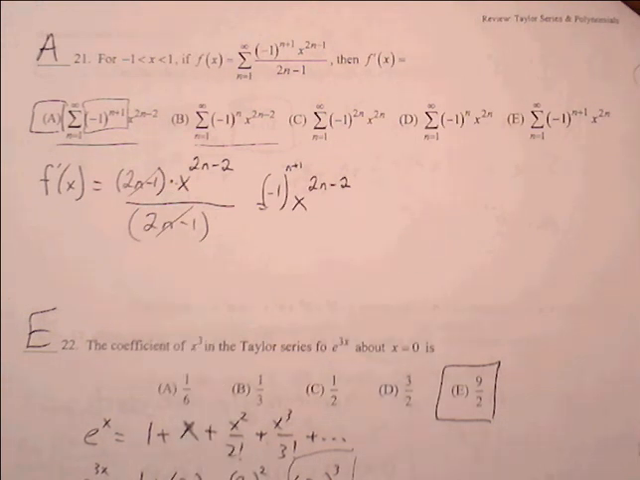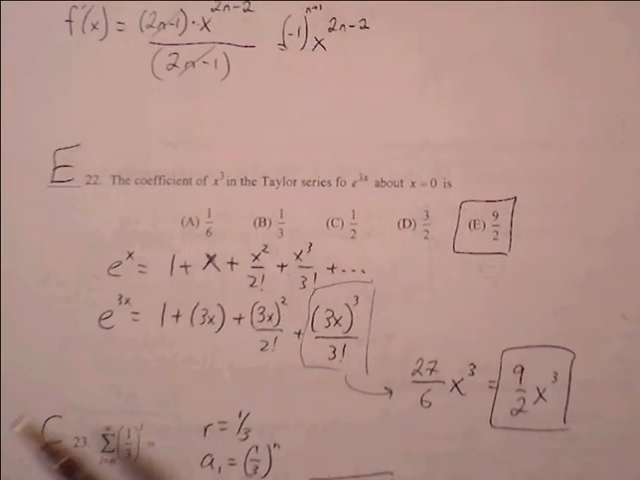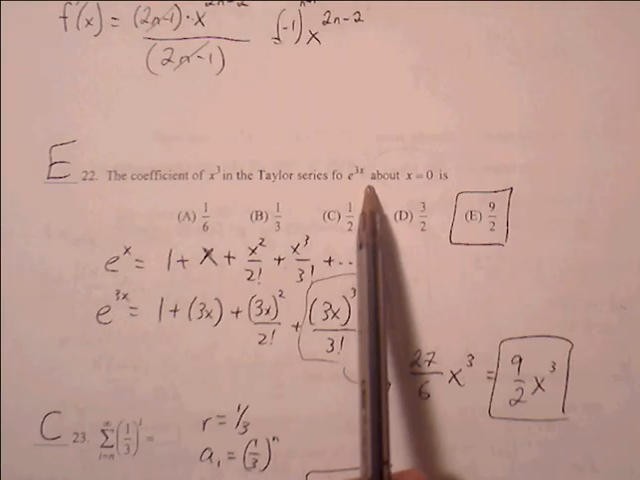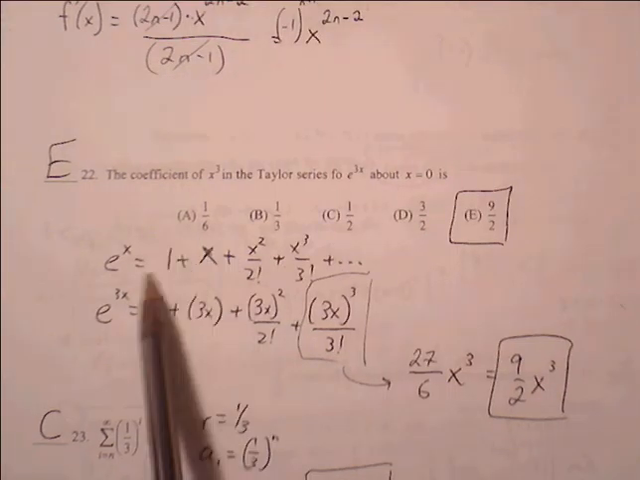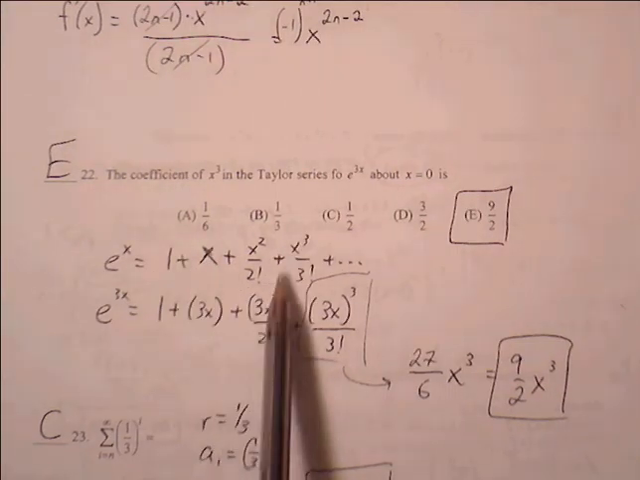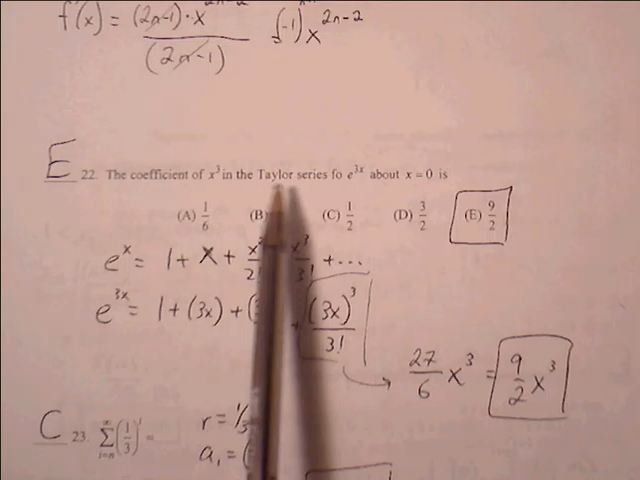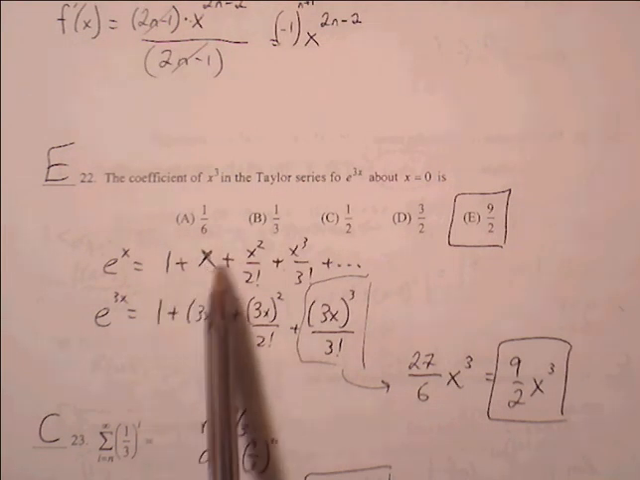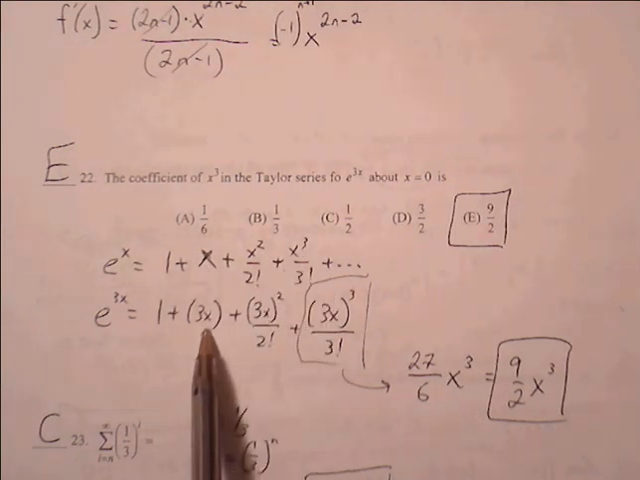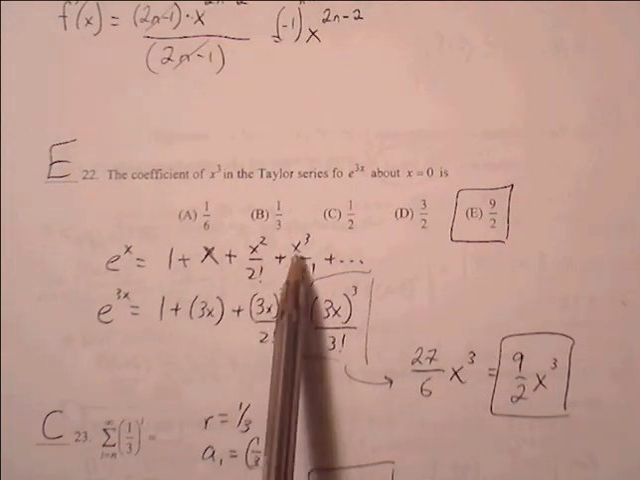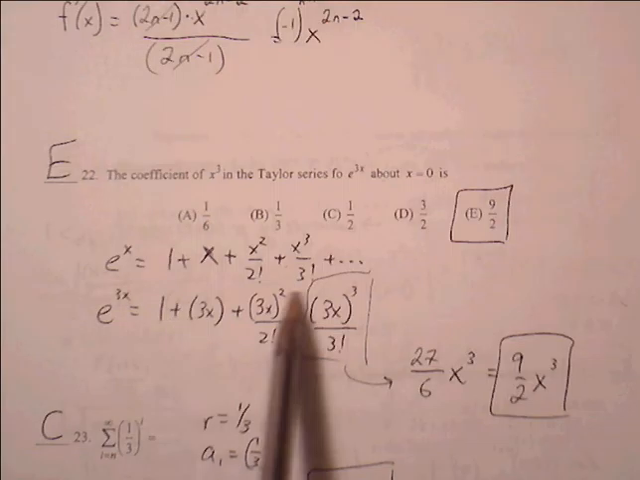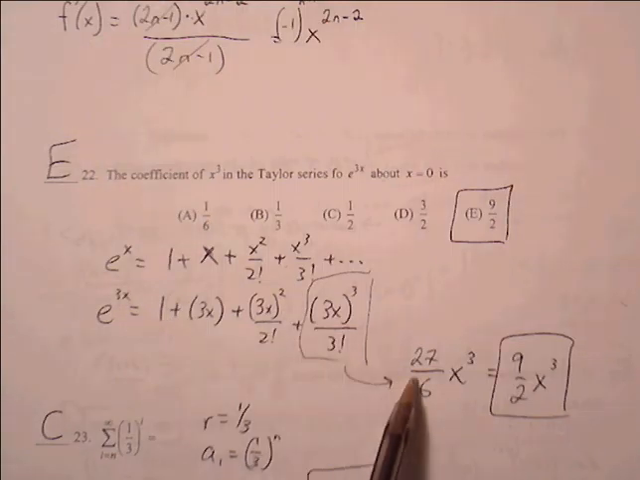Okay. Number 22, coefficient of x cubed in the Taylor series for e to the 3x. Now, we can build the e to the x from what we know, 1 plus x plus x squared over 2 factorial, x cubed over 3 factorial. For e to the 3x, we just have to replace each of the x's with 3x, so 3x gets replaced for x, gets replaced for the x squared, and then the x gets replaced with 3x here. And then if we simplify this, we get 27.